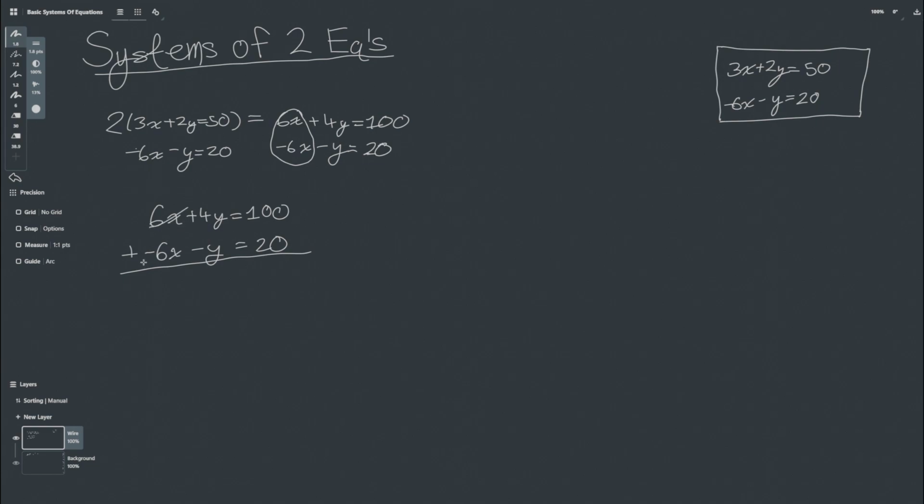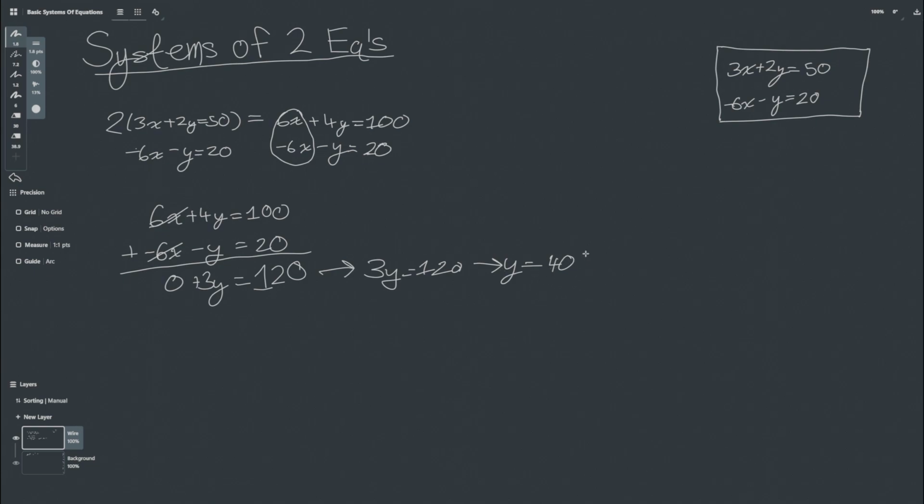Okay, 6x plus minus 6x, 0. 4y plus negative y, that's going to be plus 3y. And 100 plus 20, because again, do it on the other side of the equal sign, is 120. So now we're just left with this equation, 3y equals 120. And notice since we don't have an x term, we can just solve for y now. So let's divide by 3 on both sides. So we'll get y equals 120 over 3, which is just 40. So we know y equals 40.